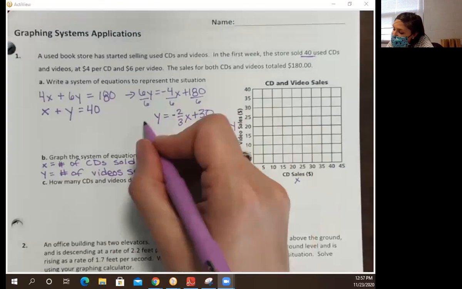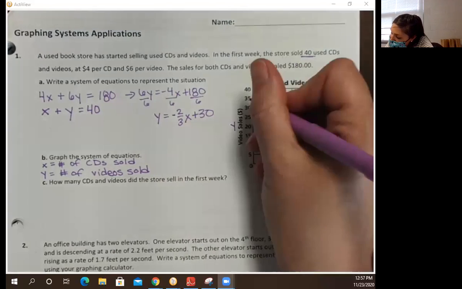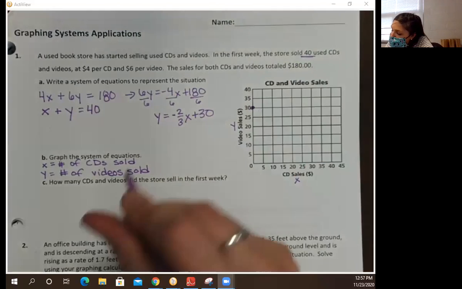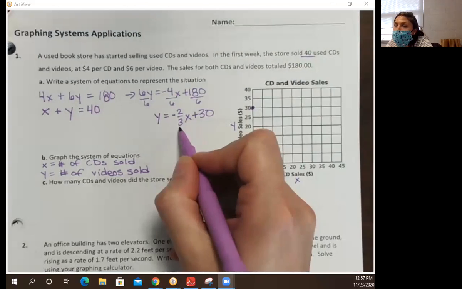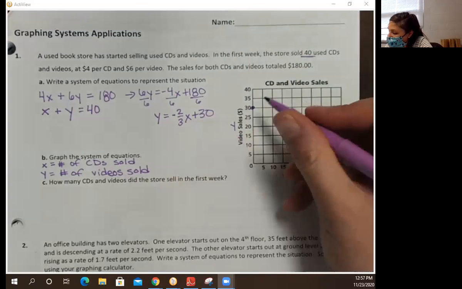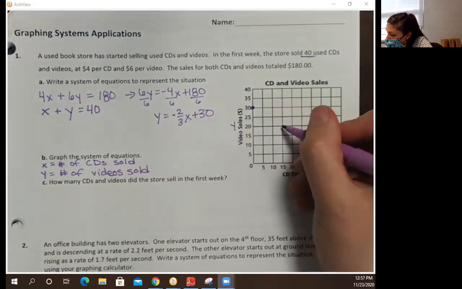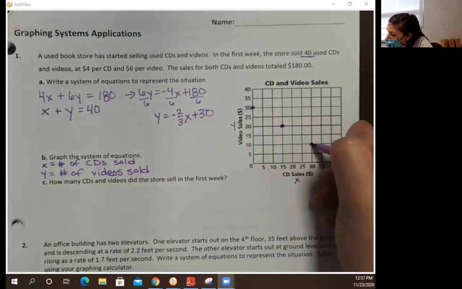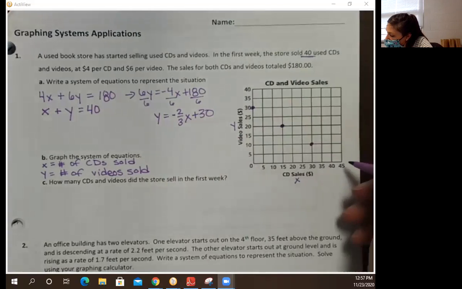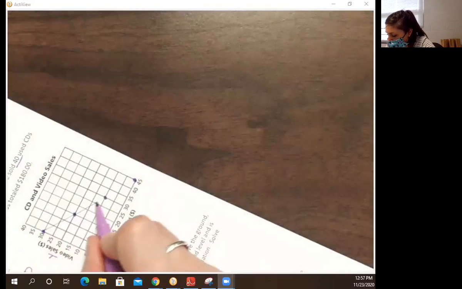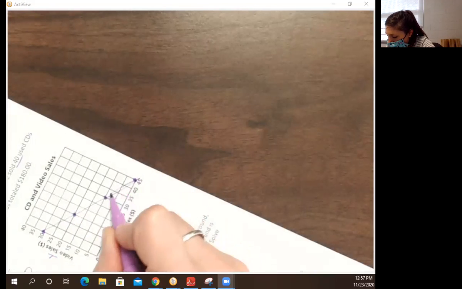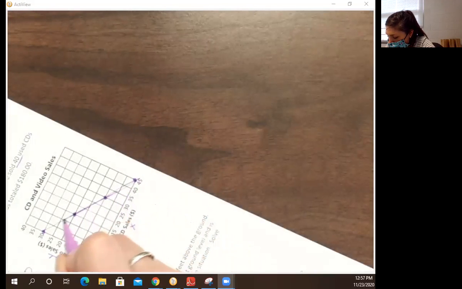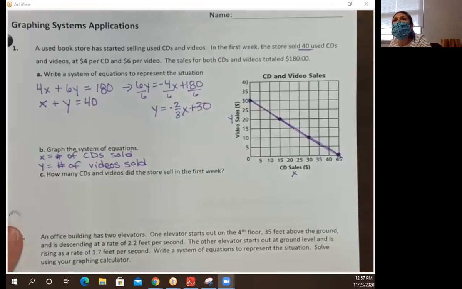Now I can go ahead and graph this. My y-intercept is at 30. And then my slope is negative 2 over 3. So I'm going to go down 2 and over 3. Down 2, over 1, 2, 3. Make sure you guys can see that. Okay.